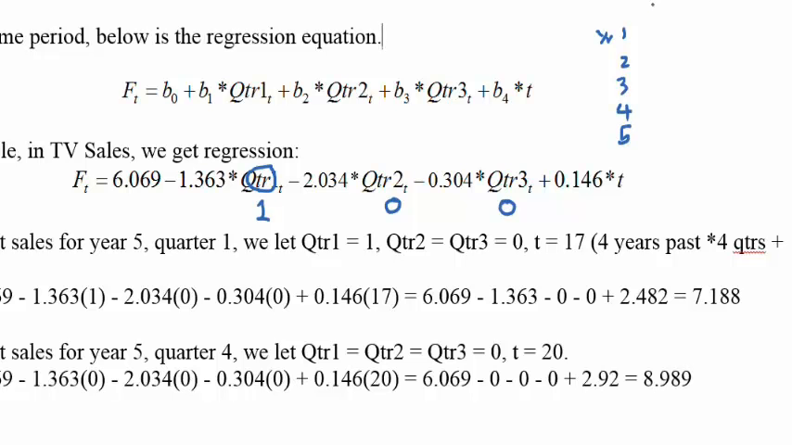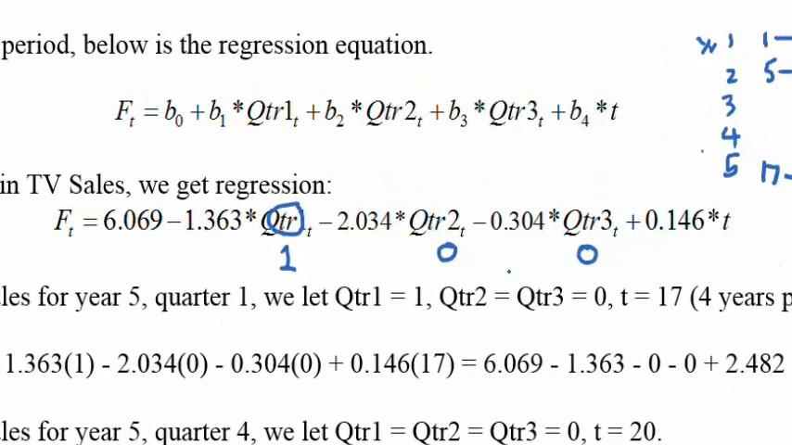T goes from 1 to 4, 5 to 8, and so forth, 12, 16. And so for here, it's going to be 17, 18, 19, 20, right? So time period will be like that for these years. So it starts with the 17 here. So T is 17. 4 years past times 4 quarters is 16, and then you add 1 to it. So it's 17. So you plug in 17 here.